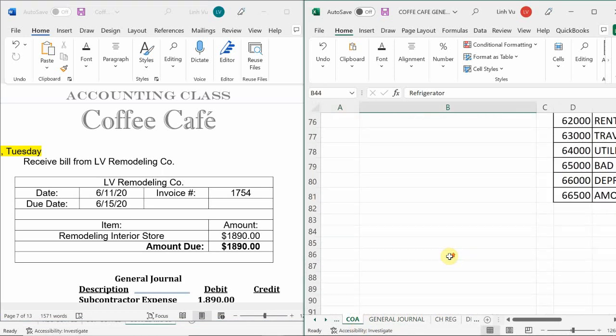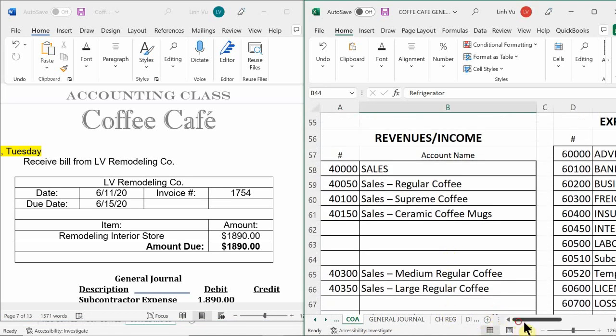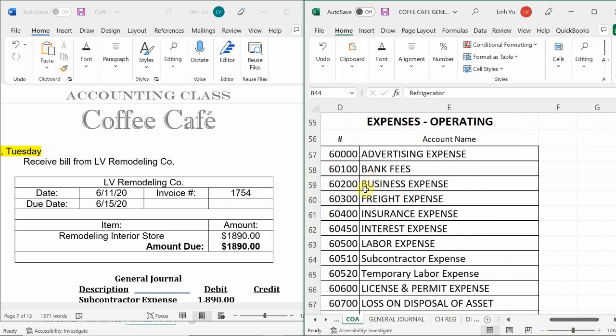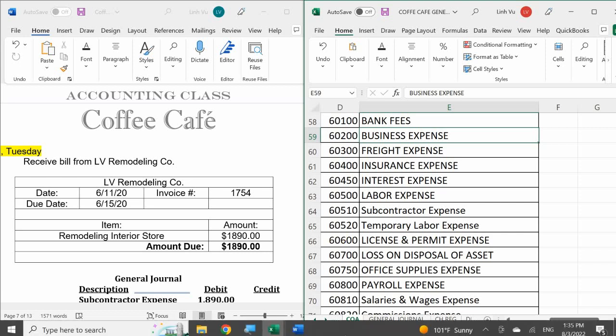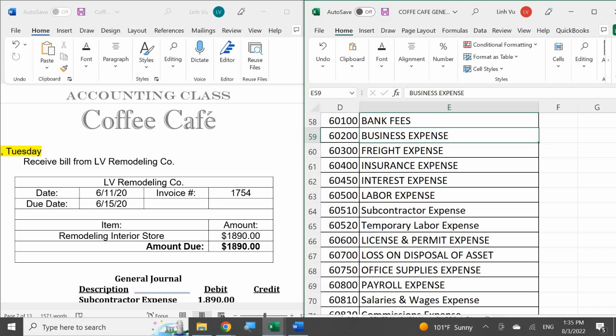Let's see. You said business expense. Is it a freight expense? No. Is it insurance expense? No. Interest? How about labor expense? That could be, because the options could be a subcontractor or temporary labor. It would be a subcontractor because that's who was hired to do the work. Temporary is usually just for, well, it could be a subcontractor.